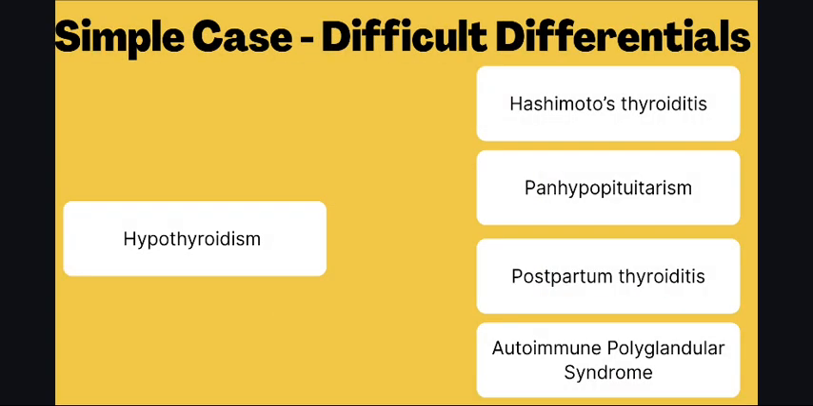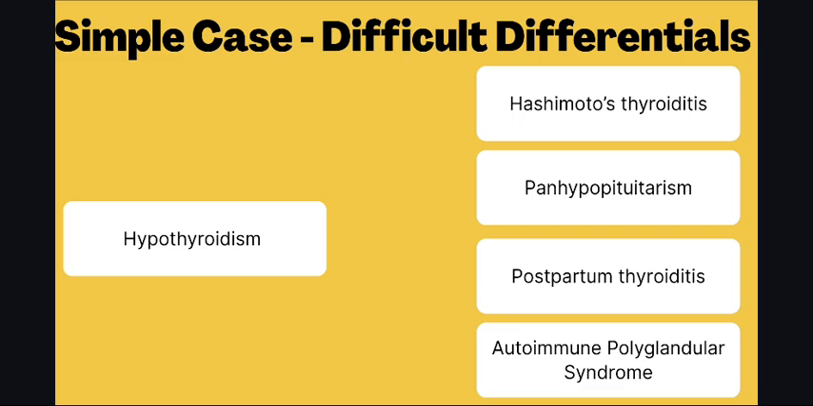Usually, the simpler the case, the more difficult it is to formulate a differential. For example, a case of hypothyroidism. You can pick up some typical symptoms and signs like fatigue, puffiness of face, weight gain, constipation, and in the examination you would find a goiter, maybe delayed reflexes. So it's easier to say hypothyroidism than to come up with a wide list of differentials.